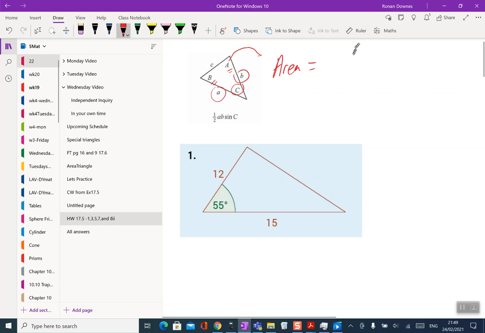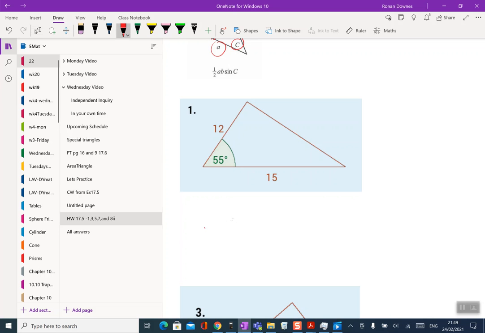Area equals AB sine of their included angle all over 2. So let's get started here. So the first one, you draw your fraction line. You go 12 by 15 by the sine of 55 degrees all over 2. The 15, the 12, and the 55 are substituted values, and the 2 is part of the formula.